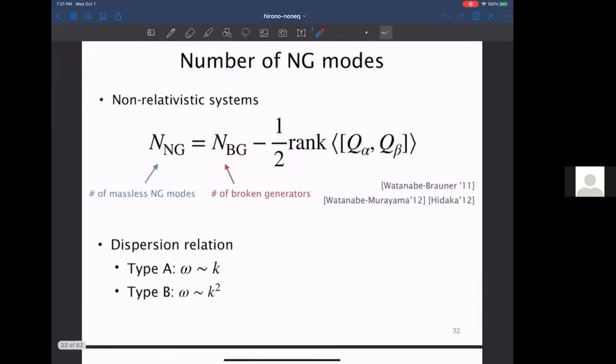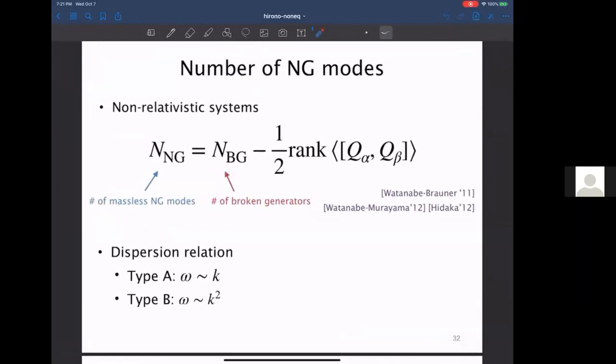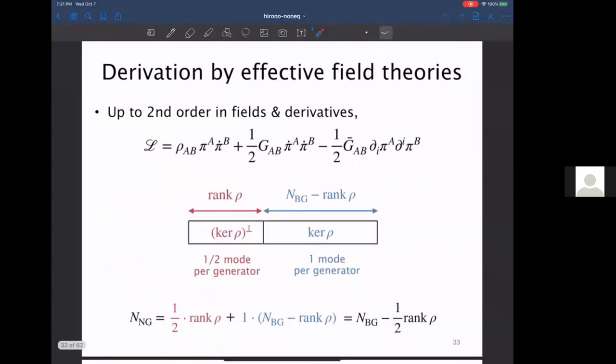And this formula can be understood naturally from the viewpoint of the effective field theories of the Nambu-Goldstone modes. We consider the effective theory up to second order in fields and derivatives, because we try to consider the dispersion relation, which is a property of the free theory. And in general it can be written in this form. Here, those pi a's are transformed fields under symmetry A.